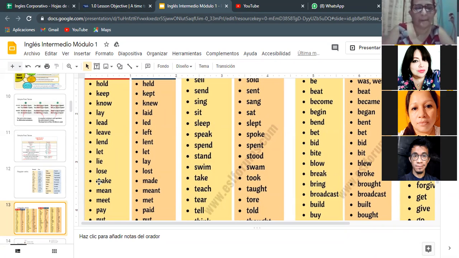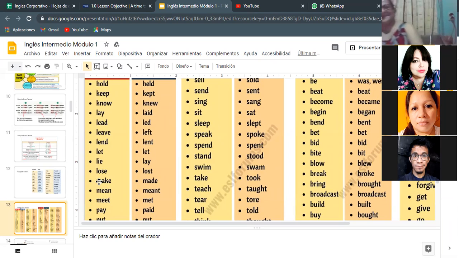Lost, what is lost? When you miss something or someone? Yeah, when you don't know where something is, right? Flora, an example with lost. I lost my money. I'm sorry about that one. Okay, it's a good example, nice.